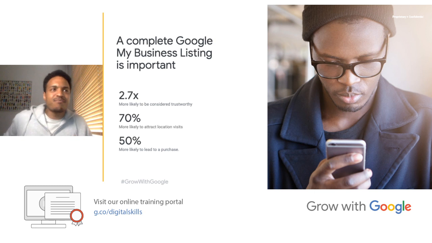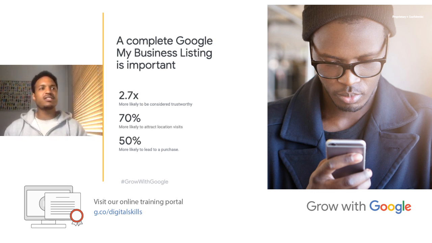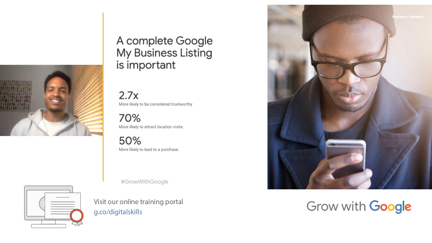All right, so let's just have a look at some stats here. A complete Google My Business listing is very, very important. As you can see here, 2.7 times more likely to be considered trustworthy. That's very true. Once you have your business on Google My Business, most of us would click and trust that business. The fact that it has been verified, the fact that it does have the knowledge card and all of the information on it, I'm likely to go ahead and do business with them. 70% more likely to attract more visits. True, using Google Maps. If there's anyone within the area searching for a particular business and you're there, that's you. Also, we've got 50% more likely to lead to a purchase. I need say no more.